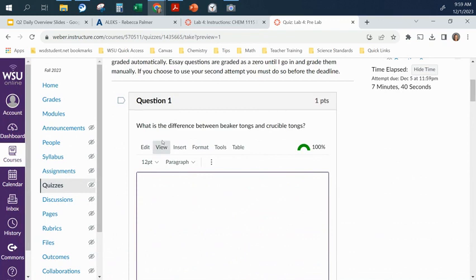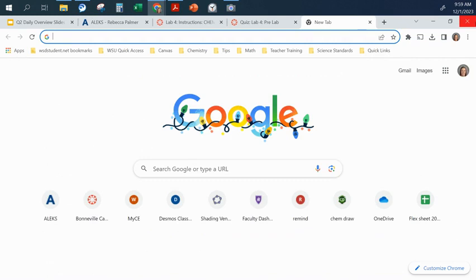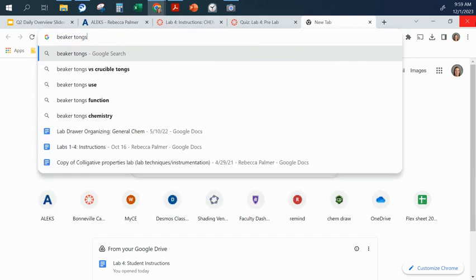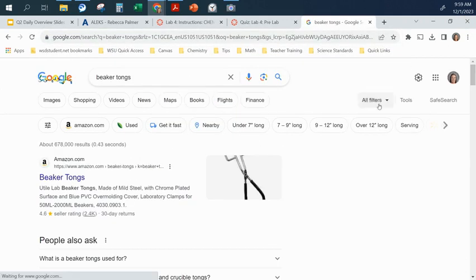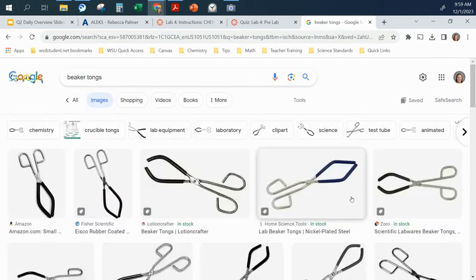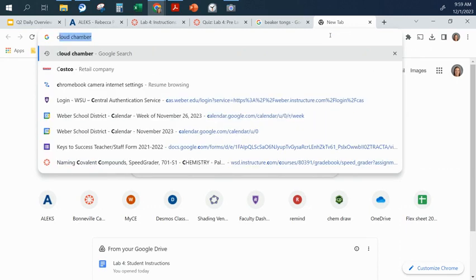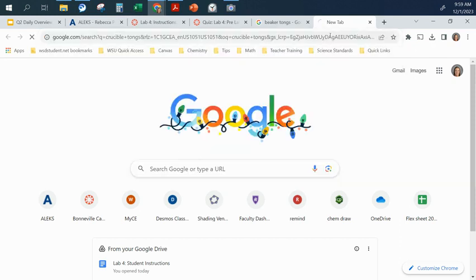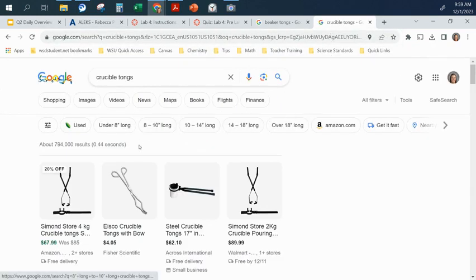The first question says, what is the difference between beaker tongs and crucible tongs? So beaker tongs. Let's look at what a beaker tong looks like. What do we notice about those beaker tongs? They have rubber on the end, yeah. Good. Okay, let's look at crucible tongs. We have crucible tongs in our lab. Hopefully we don't need beaker tongs.